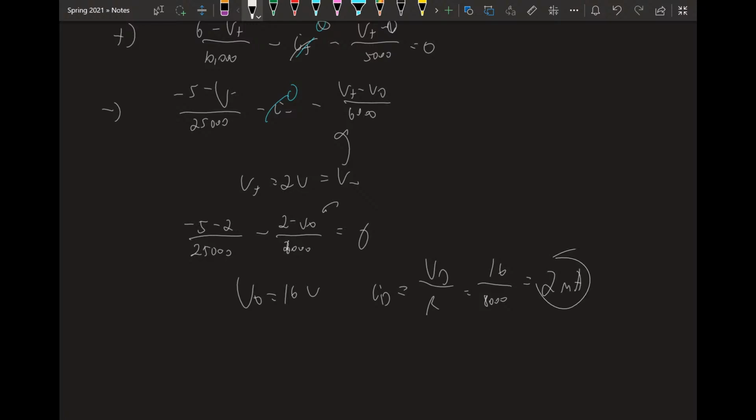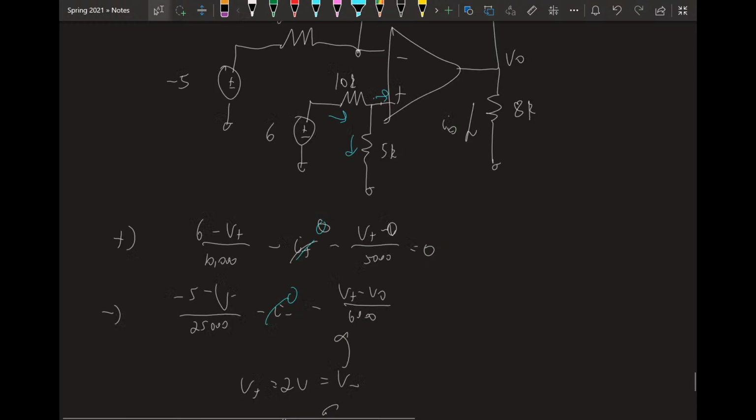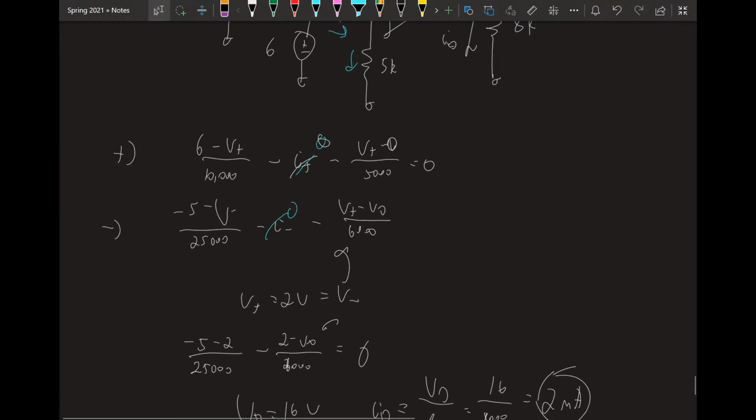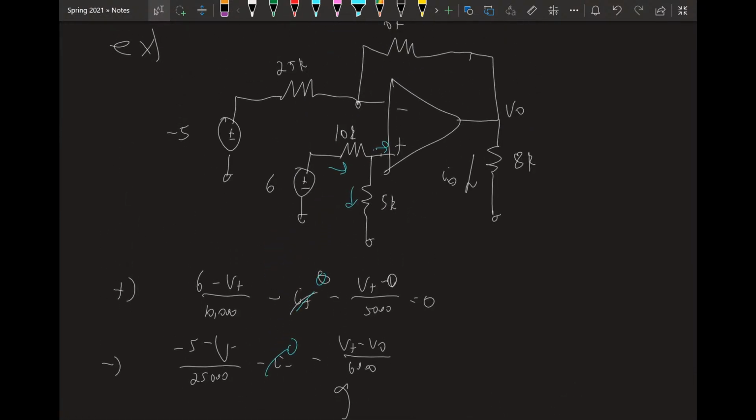So to reiterate, we wrote node voltage equations for the positive and negative terminal. We used the golden rules. First, that the current going into the terminal is 0, and then that the voltages at the terminals are the same. Using that simplified our equations so we're able to solve for V out directly. And once we solve for V out, we can solve for I out. Generally, that's going to solve for V out though.